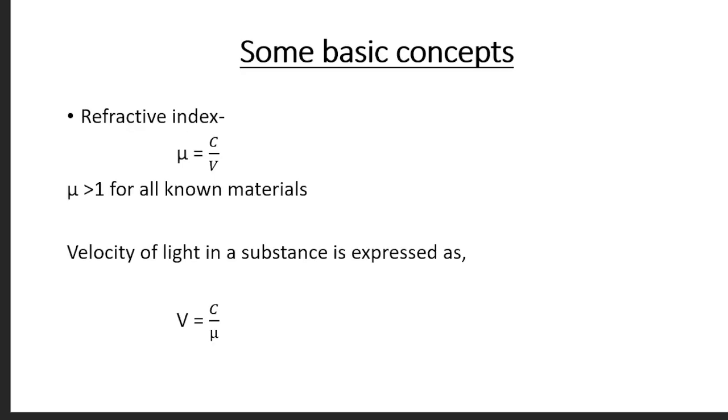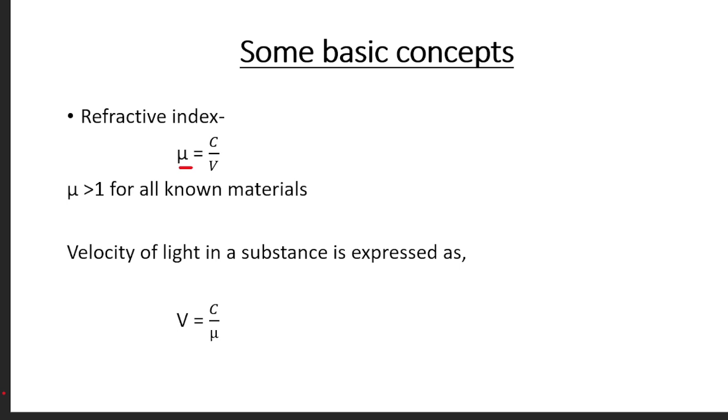Now we have to discuss some basic concepts related to the optical fiber. The first concept is the refractive index. The refractive index is the ratio of the speed of light in vacuum to the speed of light in the material. The refractive index is denoted by the letter mu. In some textbooks or reference books, it is denoted by the small letter n. So the refractive index is mu equals C upon V, where C is the speed of light in vacuum, which is 3 × 10^8 meters per second, and V is the speed of light in a material.